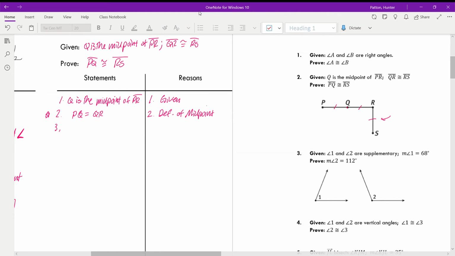Statement 3, I'm going to just go ahead and state my other given. So segment QR is congruent to segment RS. This is given. Now, I'm dealing with this one in terms of lengths, so let's go ahead and do this one in the other way as well. This will be QR is equal to RS by the definition of congruent segments.